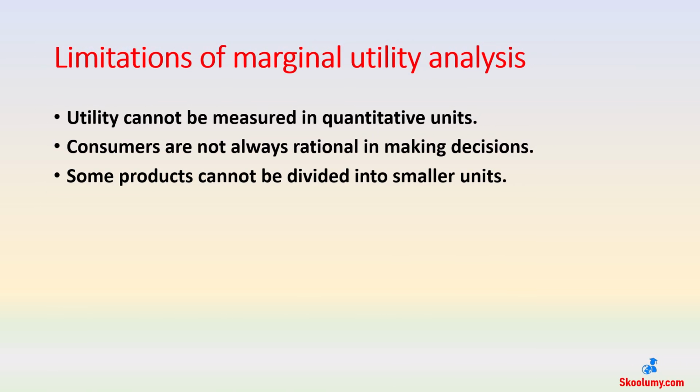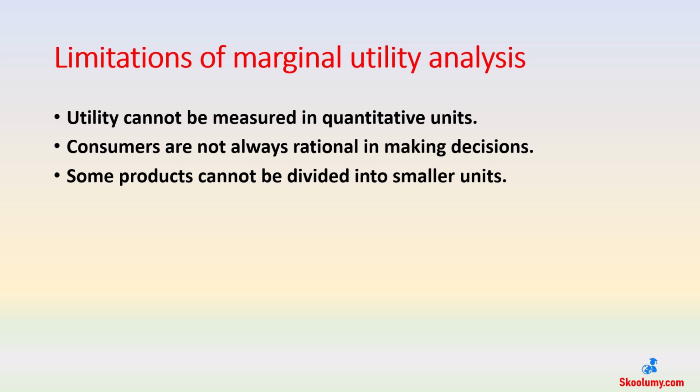The limitations of marginal utility analysis. The assumptions of this approach can be criticized and used as its limitations. Number 1. It is assumed that utility can be measured. In reality, this is not true. Utility cannot be expressed in quantitative units, because the satisfaction derived from consumption varies by individual, time, or circumstance.